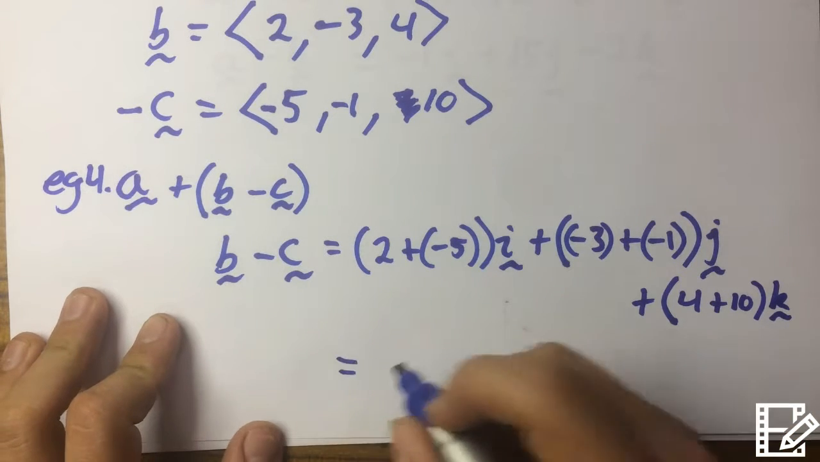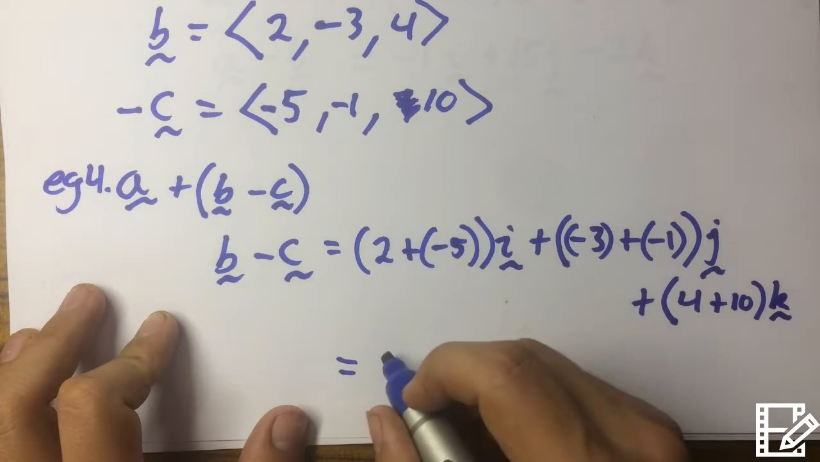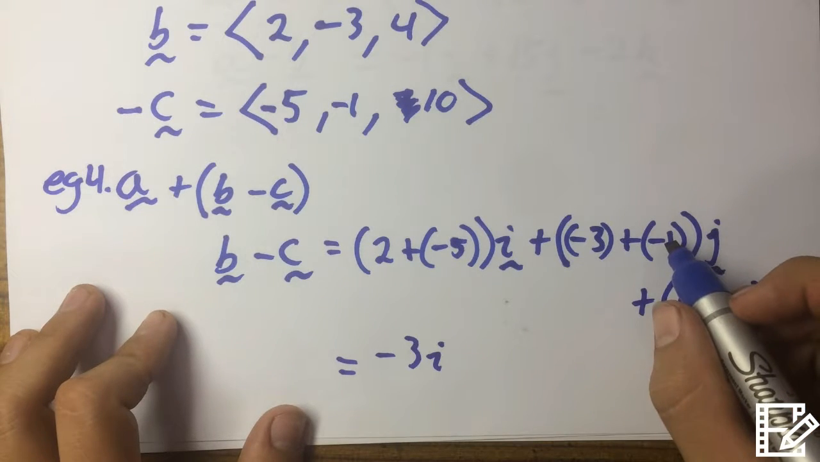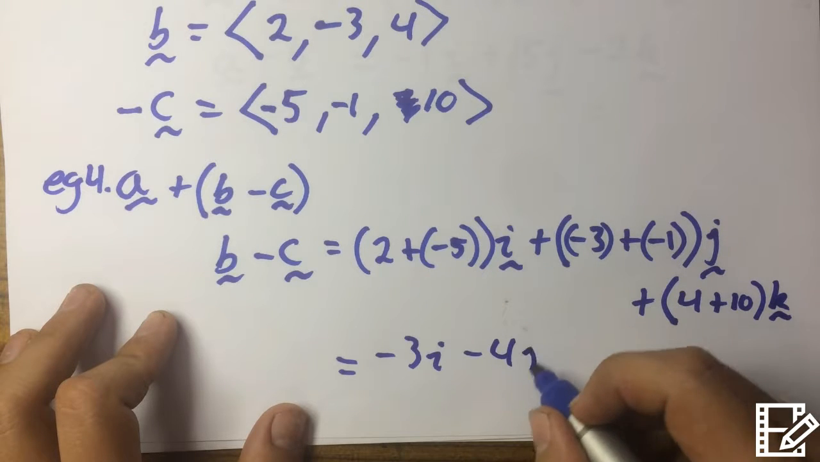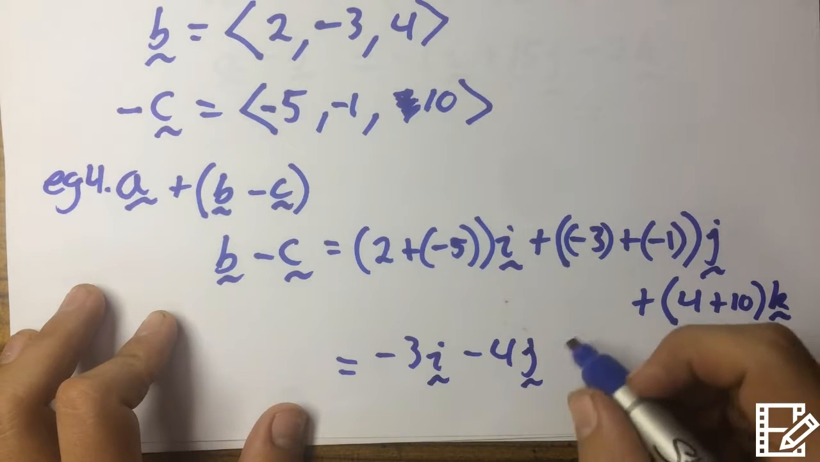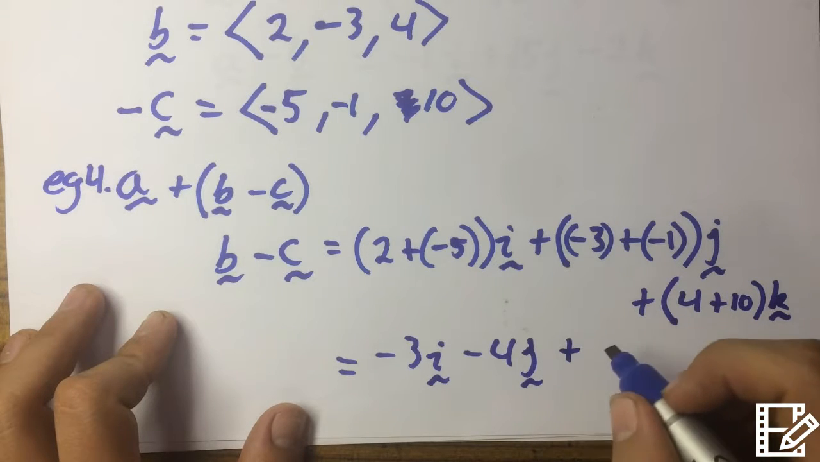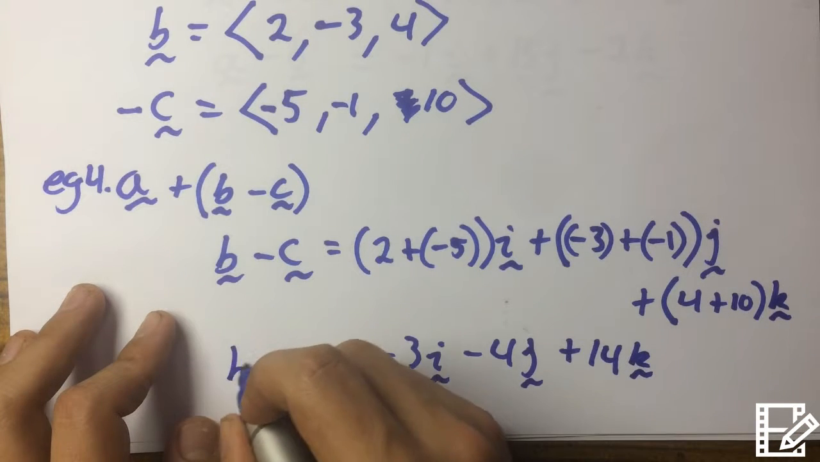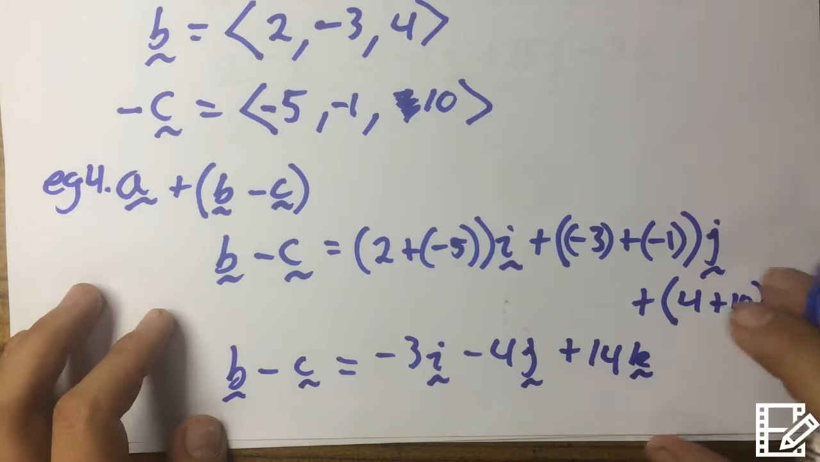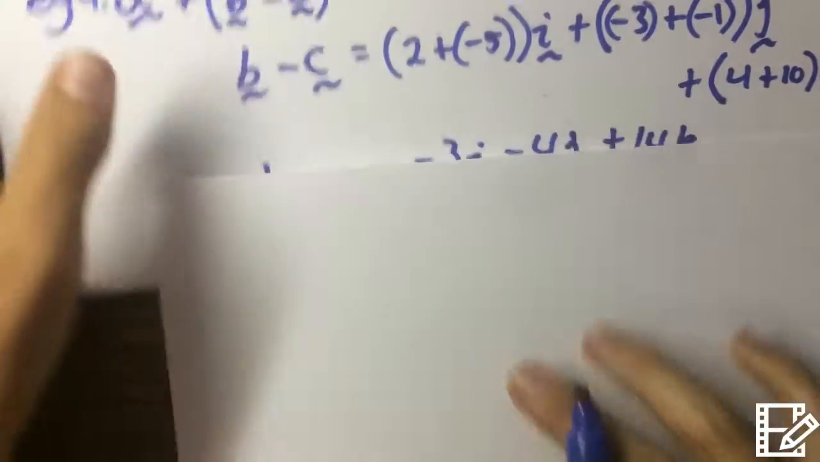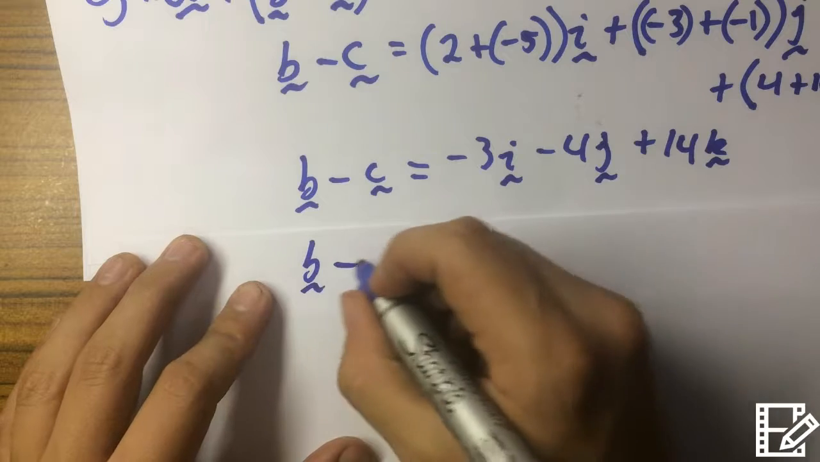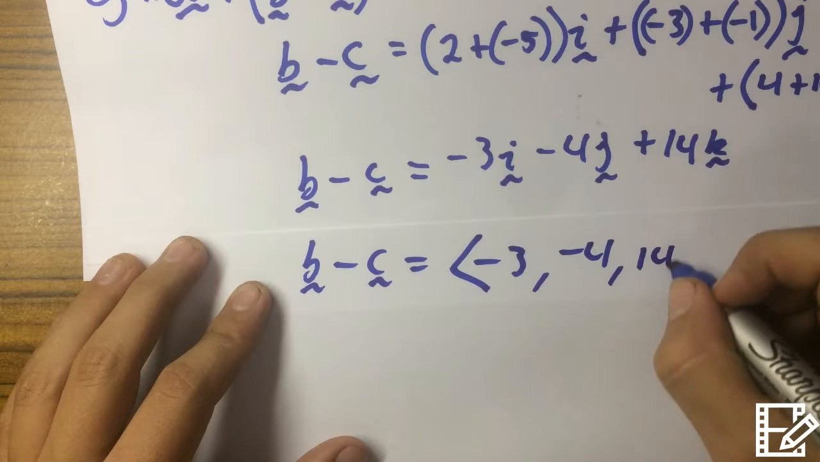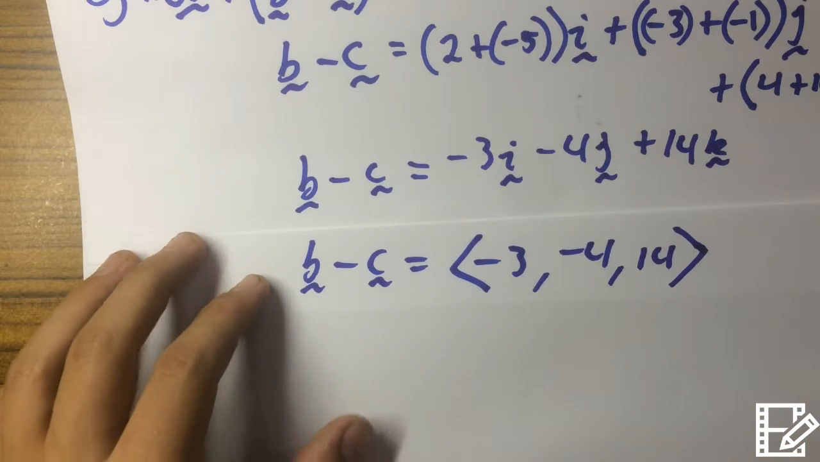That will come out as, well, 2 minus 5 is negative 3i. Negative 3 minus 1 is negative 4 in the j direction. And then 4 plus 10 is positive 14 in the k direction. That is vector b minus vector c. Now you could also write that in the form of negative 3, comma, negative 4, comma, 14. Then close the brackets. Okay?